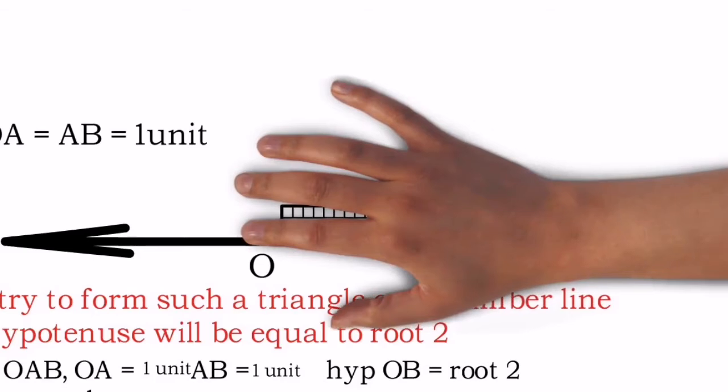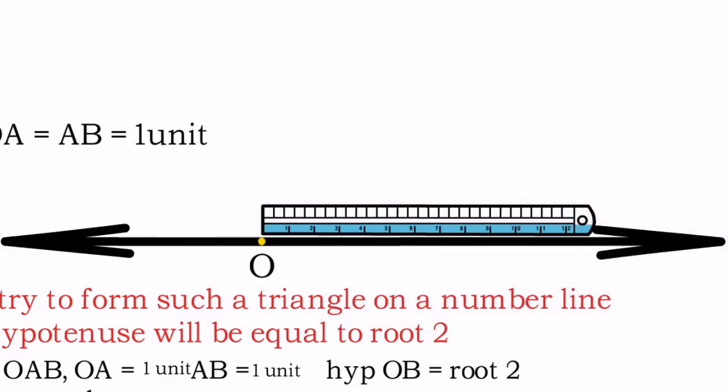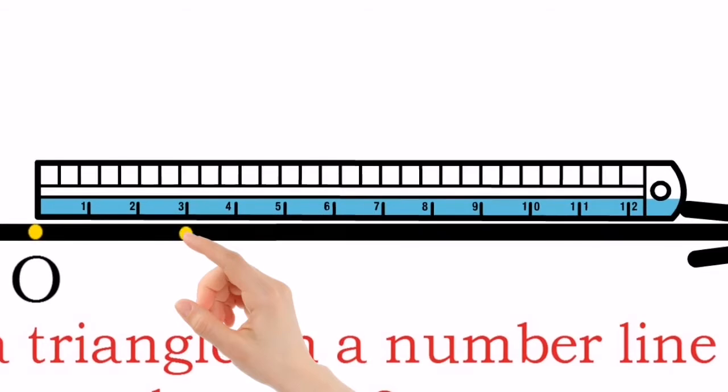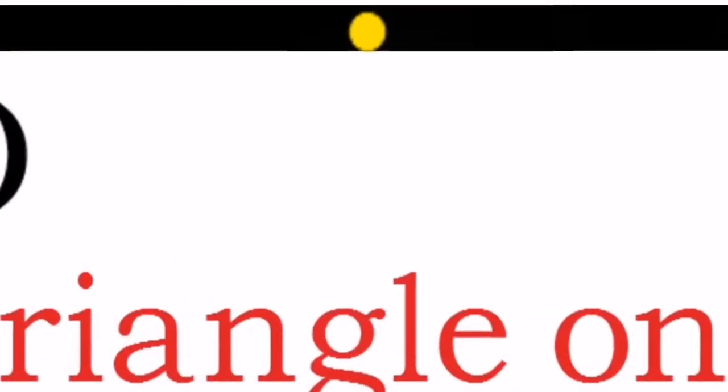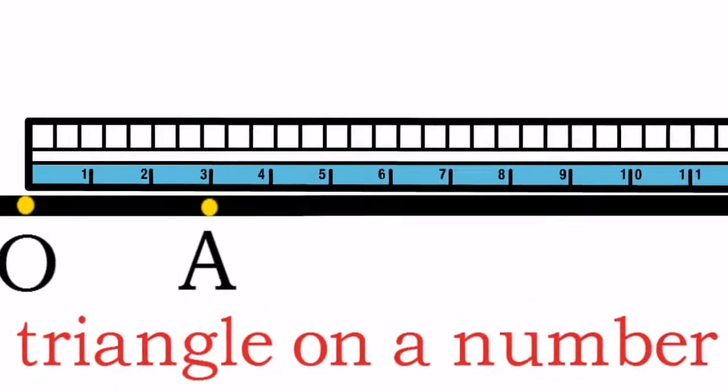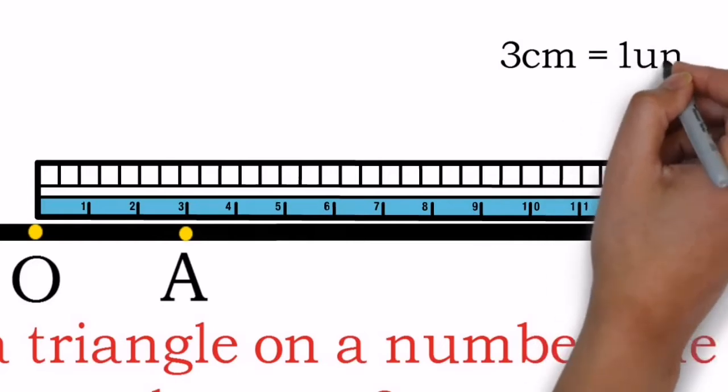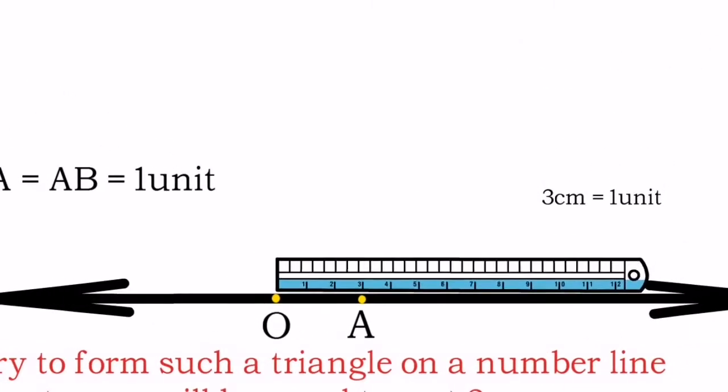So let's try to draw it on a number line now. Very first, take a ruler, take a 1 unit distance on the number line. That 1 unit is nothing but 3 centimeter. You can choose any distance according to your need and whatever you feel convenient. So presently over here I have chosen 3 centimeter equal to 1 unit.